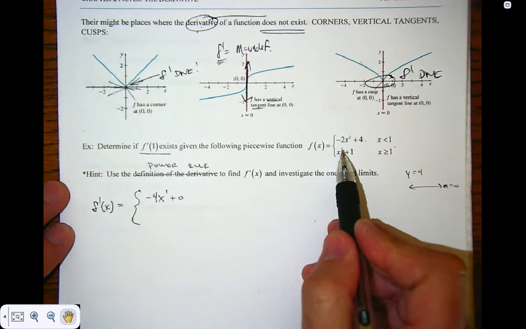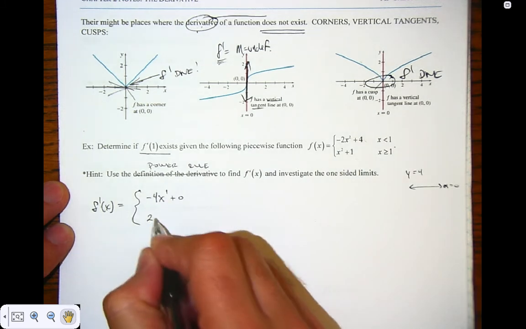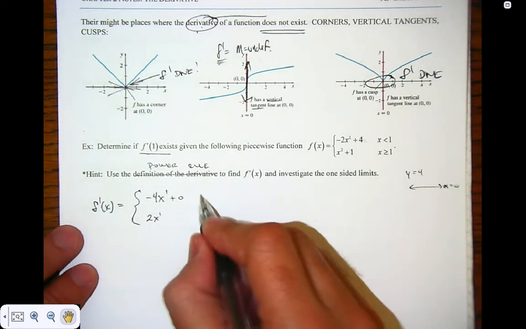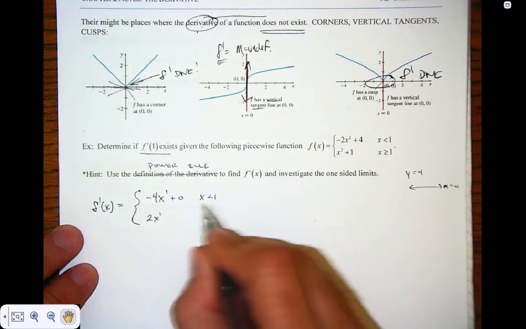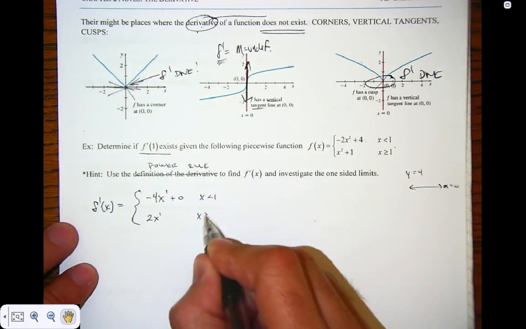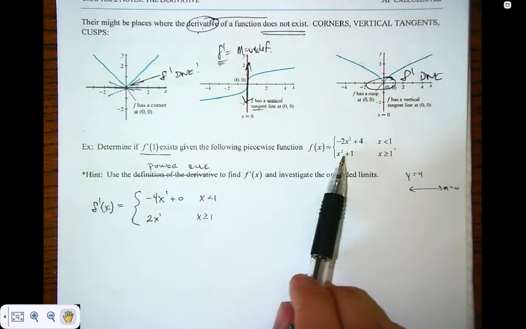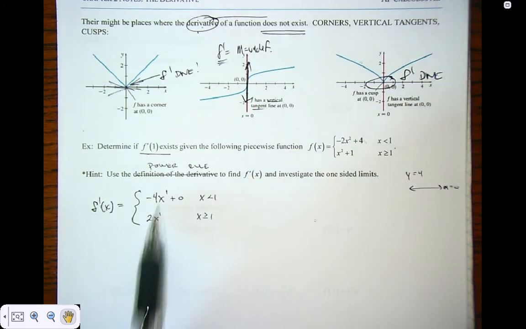All right. Over here, you bring down the 2 times x to 1 smaller. Okay. And your domain constraints stay the same. So that happens when x is less than 1 and here when it's greater than or equal to 1. So we have a piecewise function, and now we know that the derivative of those pieces are these.